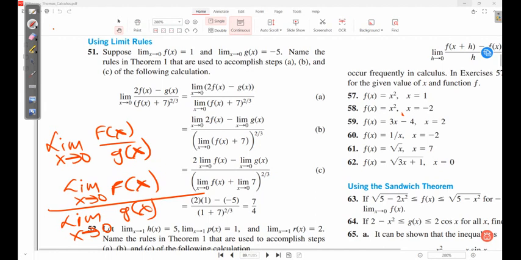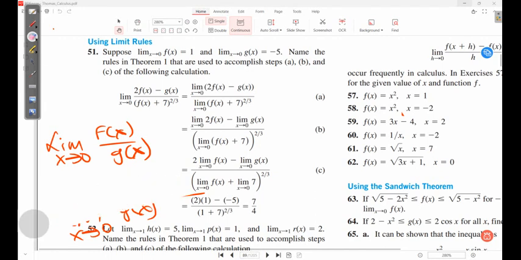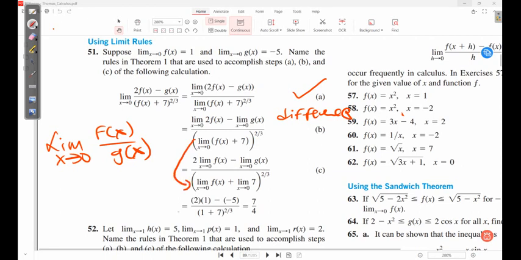So I believe this is called the quotient rule. I hope I'm right. From there, we can see that the top part we've distributed according to the sign, so we call that the difference rule. And then on the bottom, nothing has happened, and from this point to this point, it's still the same, right?